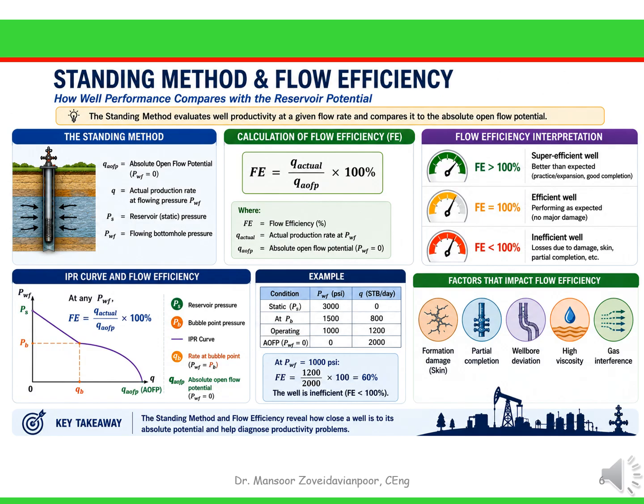Suppose well A could ideally produce 1,020 STB a day. Its flow efficiency is about 98%, meaning the well is performing very close to its full potential. Now consider well B. If its theoretical maximum is 1,500 STB a day, then producing 1,000 STB a day gives a flow efficiency of only 67%. Although its production rate is the same as well A, this well has lost a significant amount of productivity.